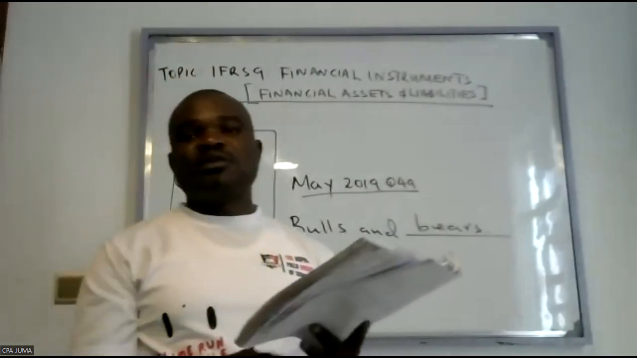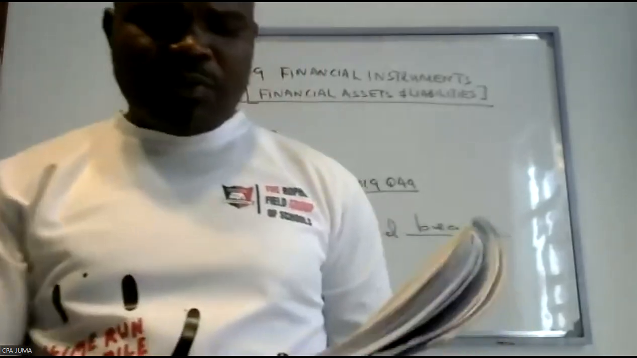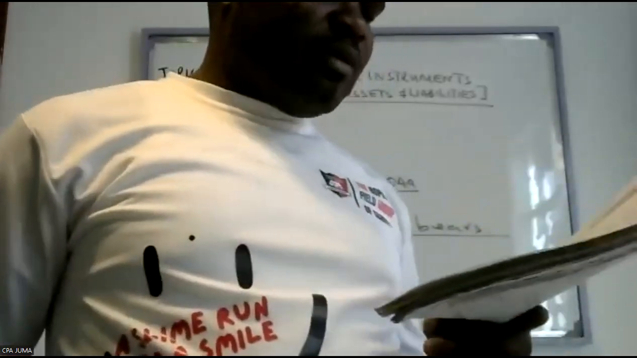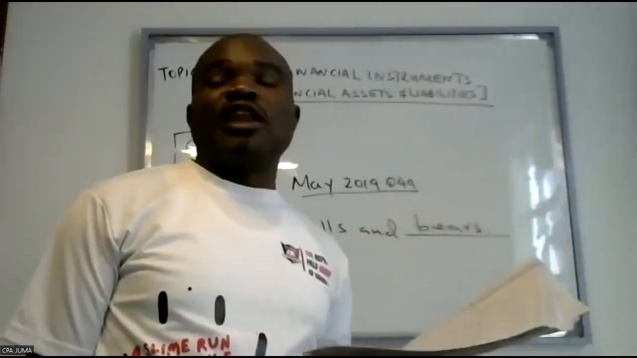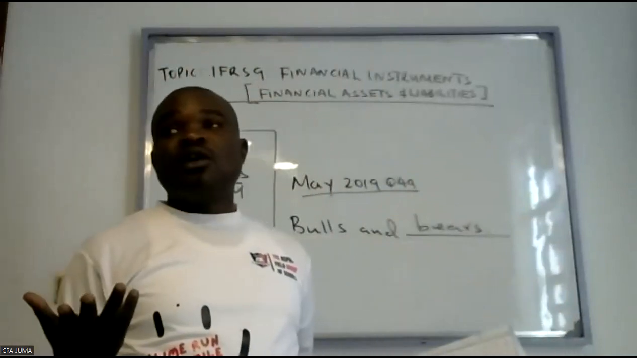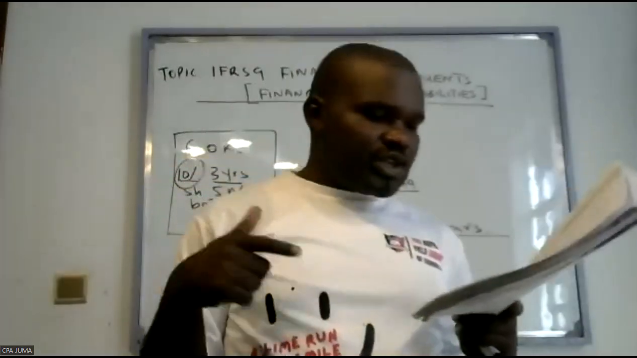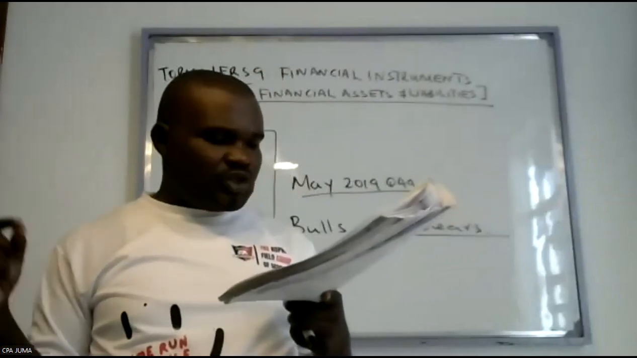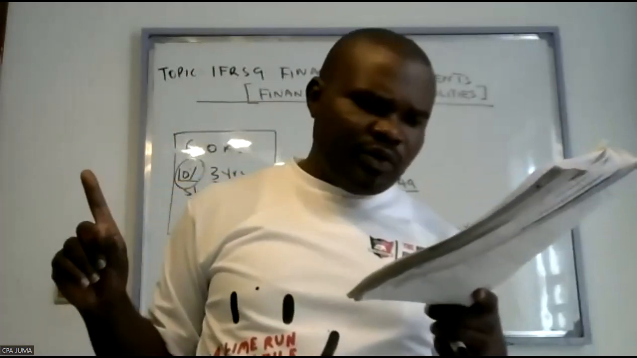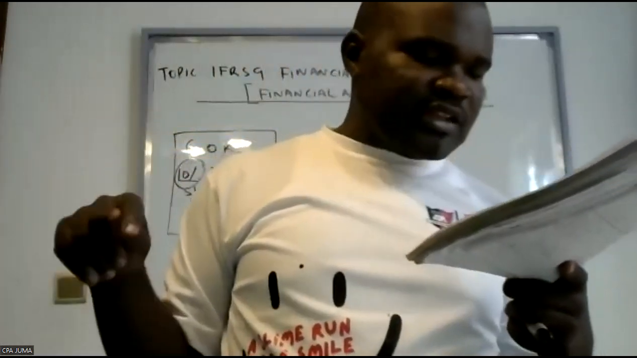Subsequent measurement. So subsequent in the years to come. In the subsequent periods, financial instruments are measured based on their nature of classification. So in the periods to come, it will now depend. Was it short term or was it long term? Those classified through profit and loss should be measured at fair value, while those classified through other comprehensive income should be measured at amortized cost.